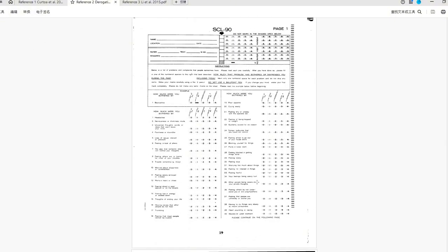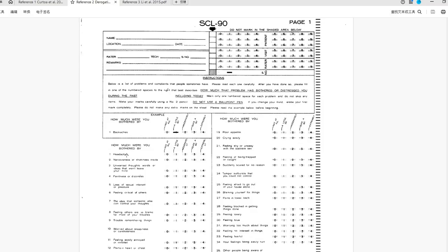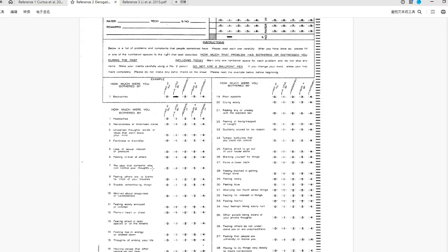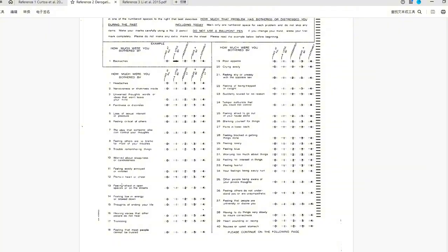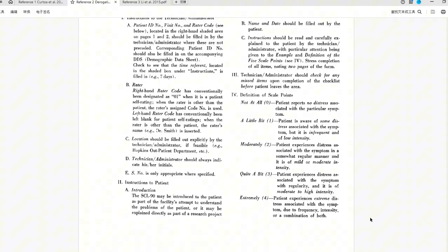Really important part of it is that you get the 90 items. What are the 90 items? Headaches, nervousness. Here, number 13. Feeling afraid in open spaces or on the streets. You get all these items.